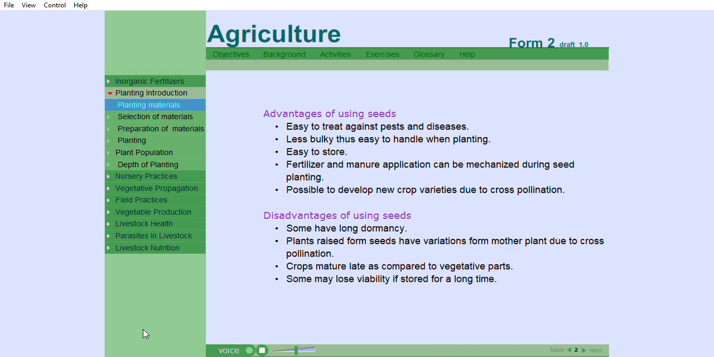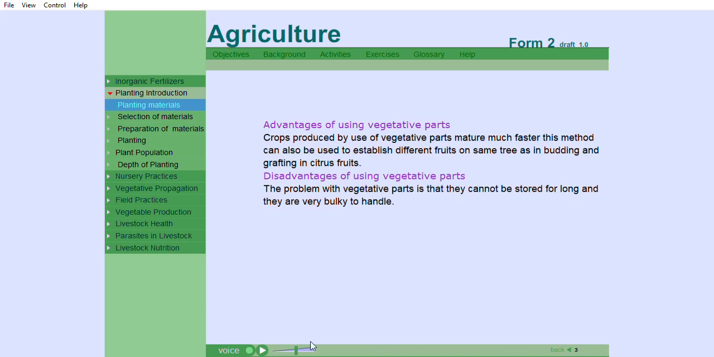Disadvantages of using seeds: some have long dormancy. Plants raised from seeds have variations from the mother plant due to cross-pollination. Crops mature late as compared to vegetative parts, and some may lose viability if stored for a long time. Advantages of using vegetative parts: crops produced by use of vegetative parts mature much faster. This method can also be used to establish different fruits on the same tree, as in budding and grafting in citrus fruits.